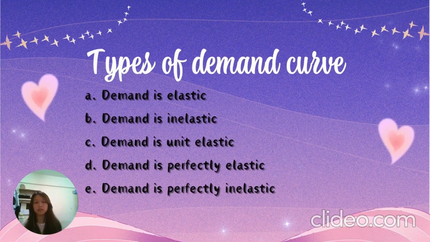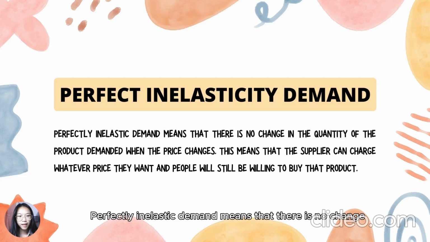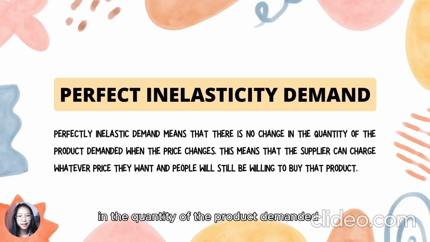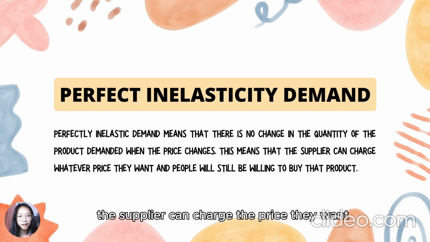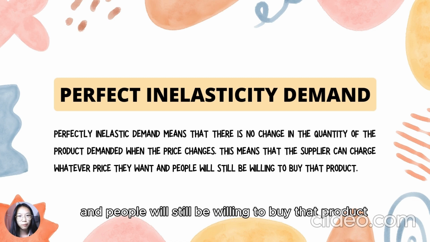Types of demand curve. First is demand is elastic. Second, demand is inelastic. Third, demand is unit elastic. Fourth, demand is perfectly elastic. And fifth, demand is perfectly inelastic. Perfect inelastic demand means that there is no change in the quantity of the product demanded when the price changes. This means that the supplier can charge the price they want and people will still be willing to buy the product.